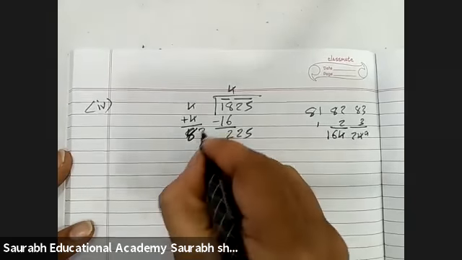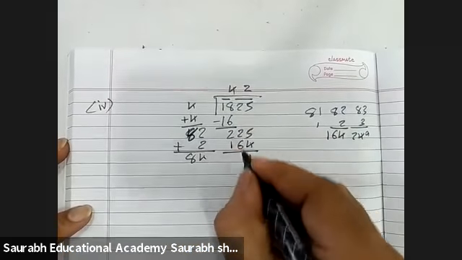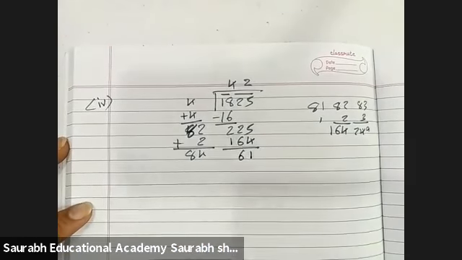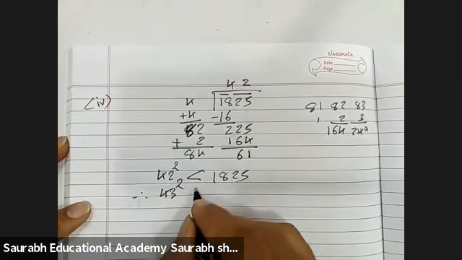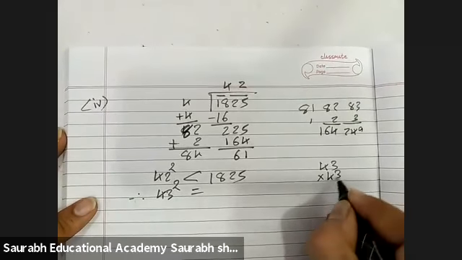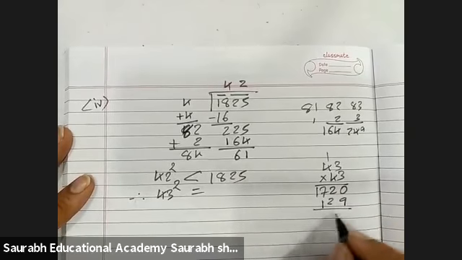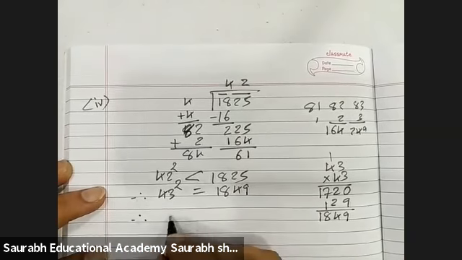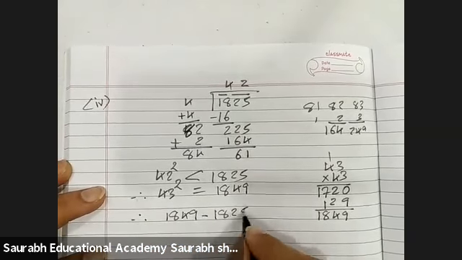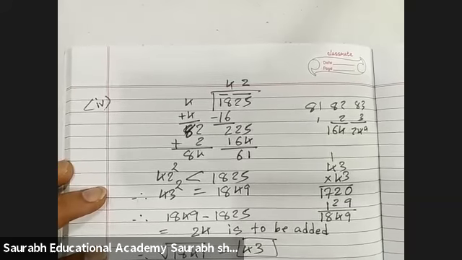So 82 2s are 164. 225 minus 164, that is 61 is the remainder. So 42 square is less than 1825. So one more number square we will take, 43 square. Now 43 square, 43 into 43. 1849. Therefore, 1849 minus 1825, 24 is to be added. So the square root of 1849 is equal to 43. Answer. Clear?